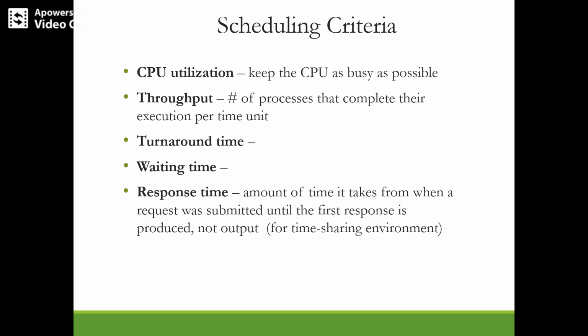In CPU utilization, most of the time we want to keep the CPU as busy as possible, right? CPU utilization may range from 0%, that is idle, to 100% busy. In a real time system, it would be nearly around 40 to 90%. So this is one basic criteria by which we determine what kind of scheduling has to be used.